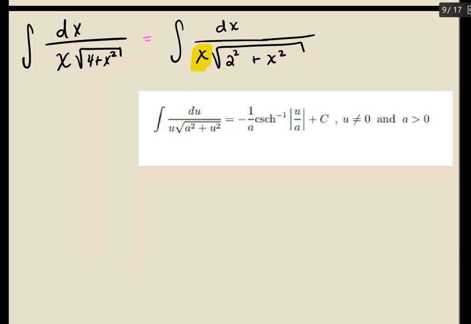And notice in this case our x is taking the place of the u. 2 is taking the place of the a. And this is a perfect application of this integral formula. So we can just follow it along. We know that it will be negative 1 over a. Our a is 2. Inverse hyperbolic cosecant of the absolute value of x over 2 plus c.